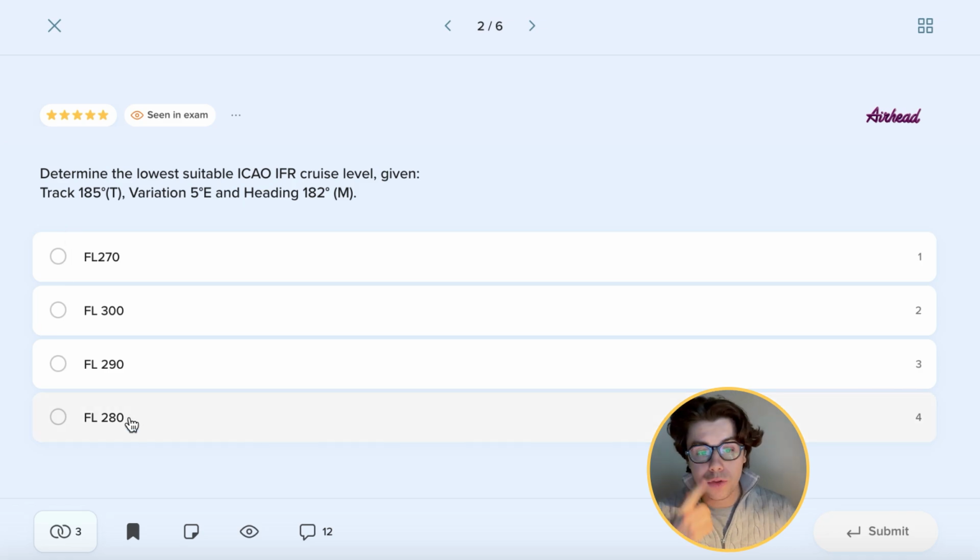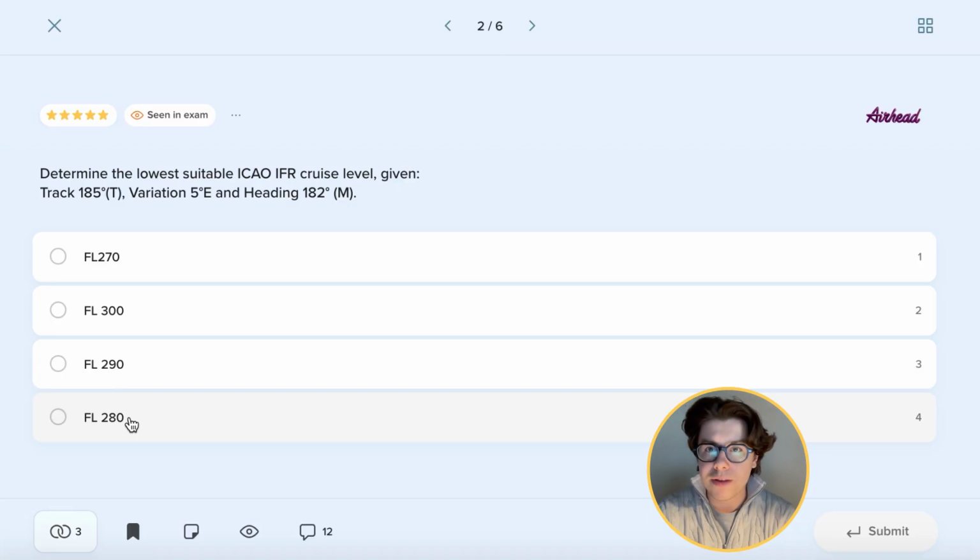So as you can see, we have 2 even flight levels, flight level 280 and flight level 300. What you need to remember here is that there is a specific case, flight level 290. So first things first, the question asks about the lowest suitable IFR cruise level. The lowest is 280.